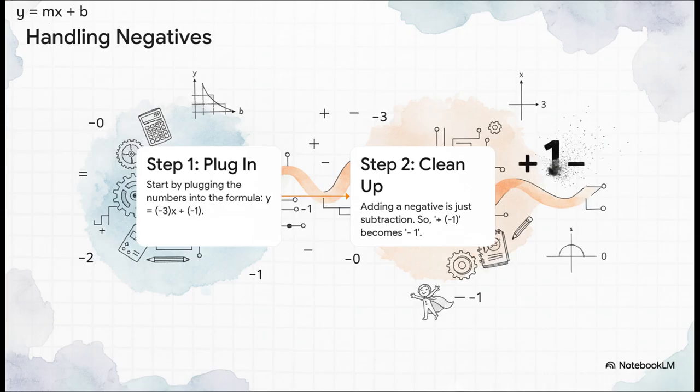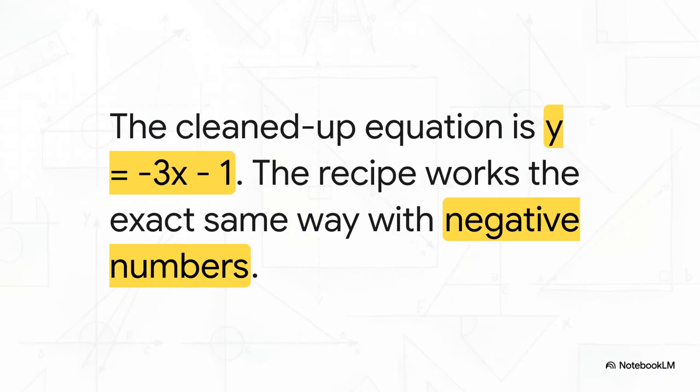Now this looks a little messy, right? So we just need to clean it up. Remember, adding a negative number is really just subtracting. So that plus -1 at the end simplifies to just -1. And there we go.